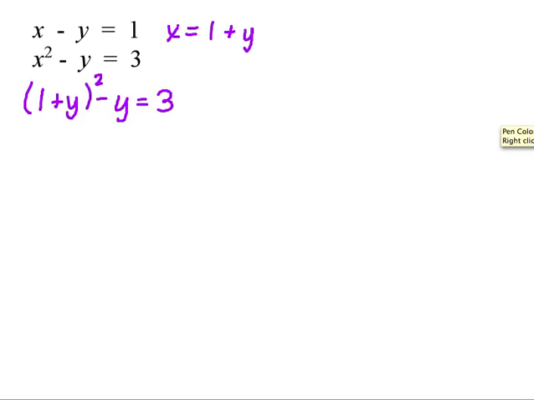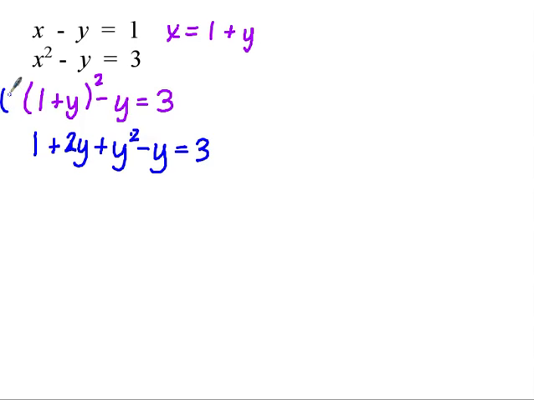So now I need to go ahead and FOIL that out. So if I FOIL that out, what do you get? 1 plus 2y plus y squared minus y equals 3. Remember when you FOIL those out, you're going to have 1 plus y times 1 plus y. You have to do first, outer, inner, last. Now that's one of those things that if you can remember the shortcut, it's first term squared, twice the product, last term squared. Okay? First term squared, twice the product, last term squared.